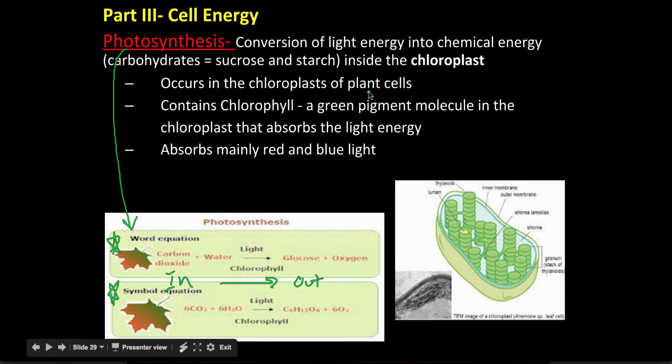So this is going to occur in the chloroplast of plant cells. Here's our chloroplast down here. It contains chlorophyll, remember that green pigment, and the thing that a lot of people really surprises them is this right here, that the chloroplast is green, but it actually is reflecting that green light, which is why we see that. It absorbs mainly red and blue wavelengths of light and allows it to create the glucose and oxygen.